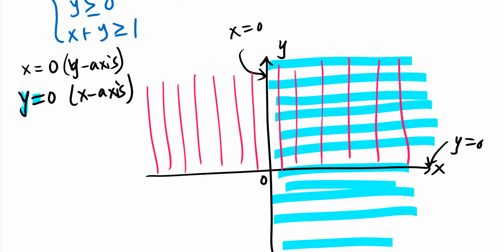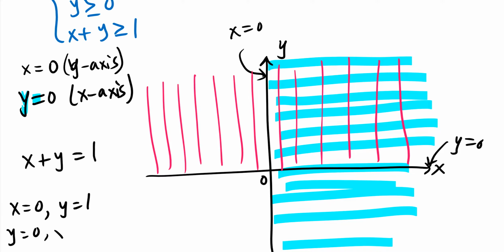For the third one, we got x plus y equals 1. If you set x equals 0, y is 1. If you set y to 0, x is 1. So we get two points, (0, 1), that's the first one, and (1, 0), that's the second one. And it must be a solid line because it's or equal.